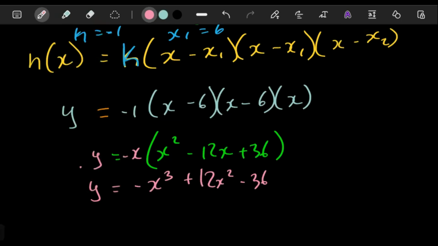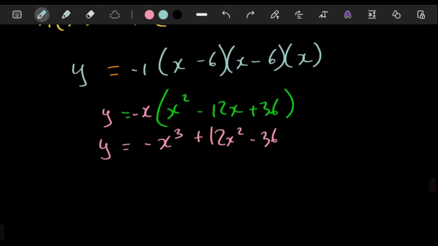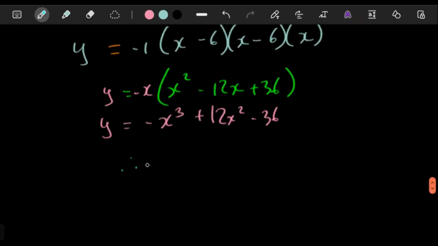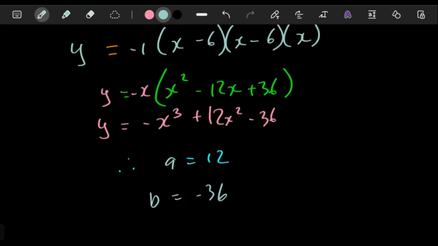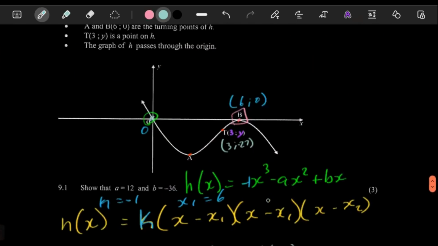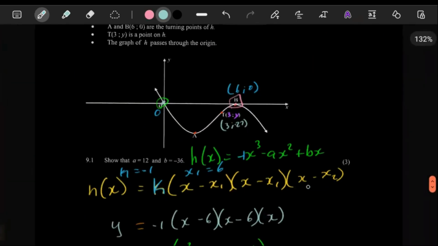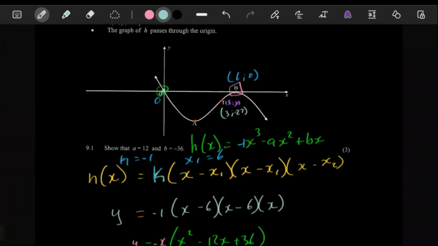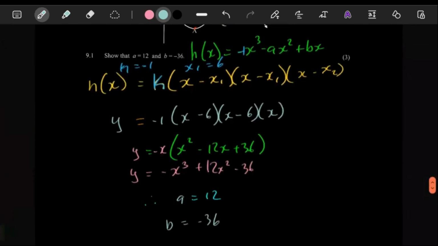So with that being said, we just need to be careful. Now we can see, therefore, a is equal to 12. We can see it clearly. And then b is equal to -36. As you can see, this is a, this is b, which is what we can see from the beginning here. Now you see, this is where your knowledge gives you your marks out of the 3. So that's that for this 3-mark question.